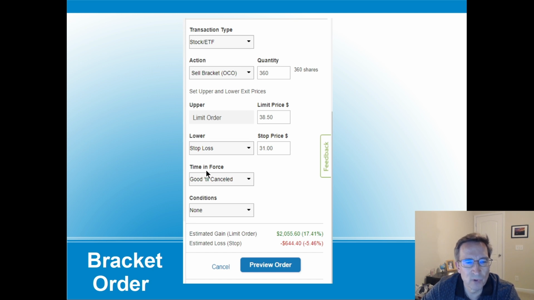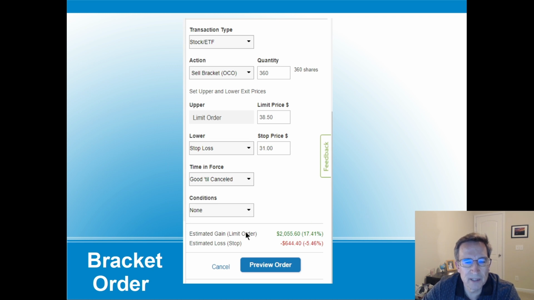And then the time in force is good till canceled. You always want to select that. Sometimes we'll go in there and we'll manually cancel a trade, but we want to make sure our bracket order stays in place until we go in and manually cancel it, or it hits one of our stops, either the lower limit or the upper limit. And then the condition is none. These other conditions don't pertain to us, so you always select none for conditions.